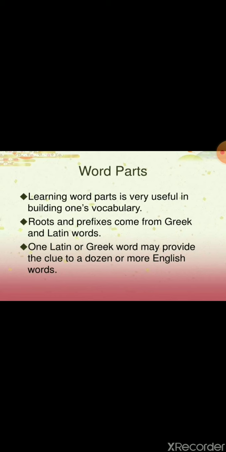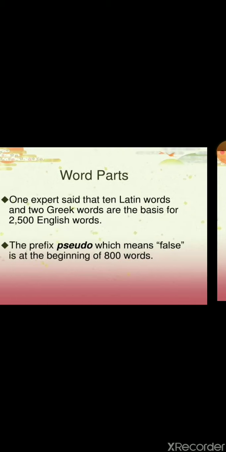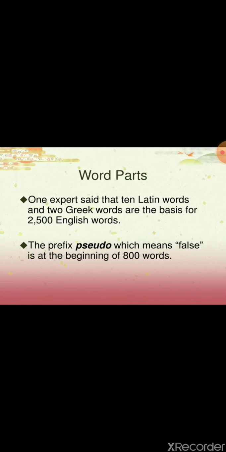One root, more words. So what you need to memorize is just one root, and you can build your vocabulary to such a wonderful extent. Word parts here. One expert said that 10 Latin words, I am repeating, listen to me very carefully, the mechanism of root culture: 10 Latin words and 2 Greek words are the basis for 2500 English words.